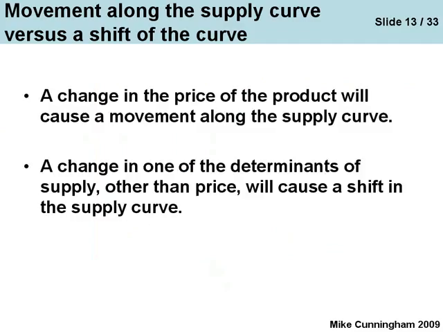A change in one of the determinants of supply other than price, however, will cause a shift of the supply curve. Now we need to be clear about this. A change in the price will cause a movement along the supply curve. A change in one of the other factors, one of the other determinants of supply, will cause a shift of the supply curve.